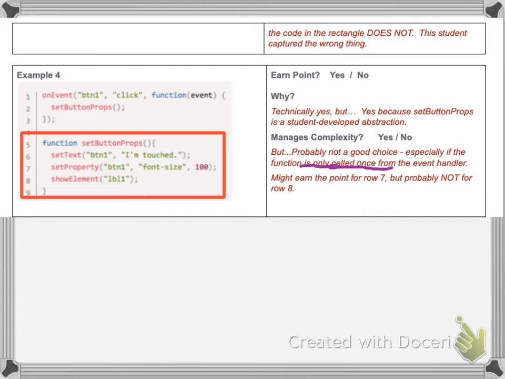Okay, so this earns a technically yes. I would give it a no, honestly, because the pieces in here are not student developed algorithms. I mean, this is a function, but I think you could do better with what you highlight there. Okay. Also, it's only called once in the program and so it's not really managing complexity because you're only calling it one time.